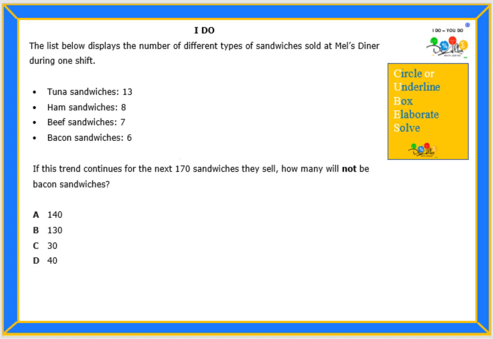Hello students, let's read this problem together. The list below displays the number of different types of sandwiches sold at Mel's Diner during one shift. If this trend continues for the next 170 sandwiches they sell, how many will not be bacon sandwiches?